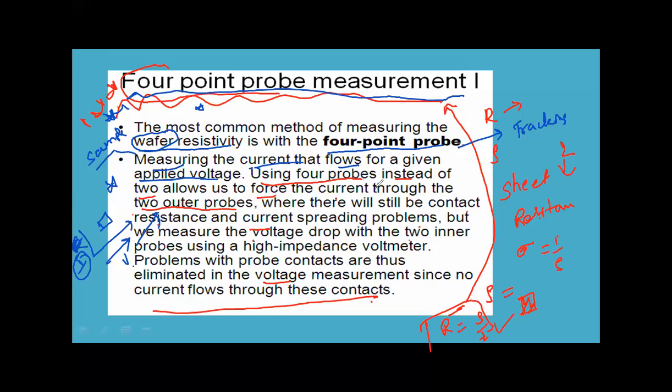This 4-point probe measurement method is used for wafer resistivity. With the 4-point probe, two probes are used to measure the voltage drop and the other 2 probes are used to measure the current. Very good. And this is a really wonderful research method to measure the sheet resistance, and this will also minimize the contact resistance.